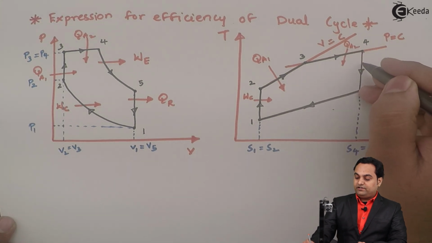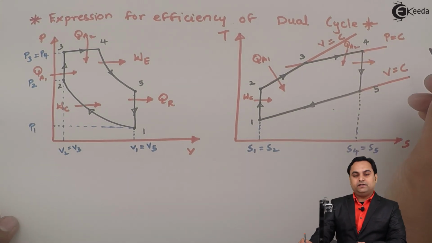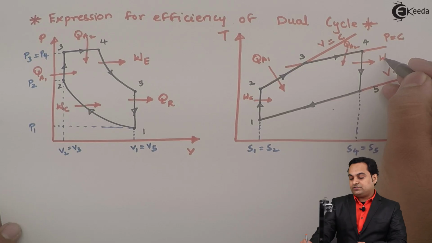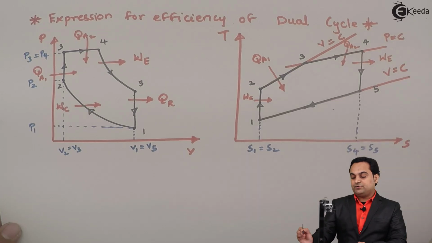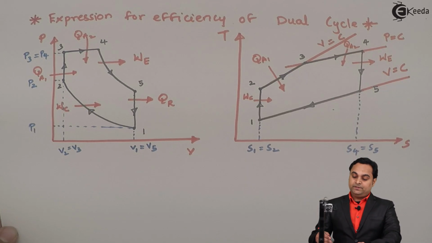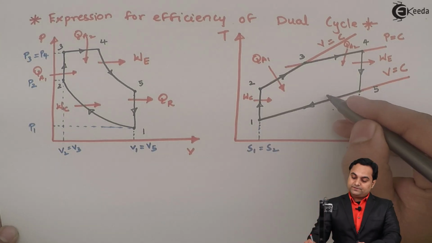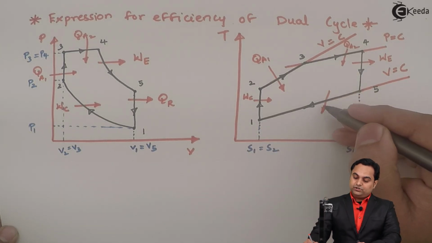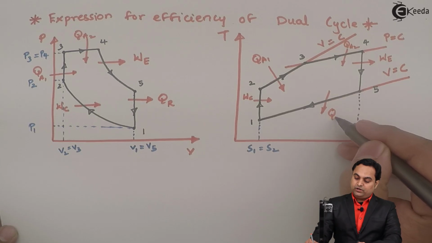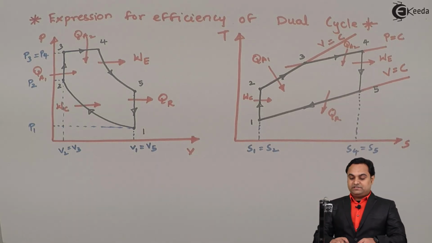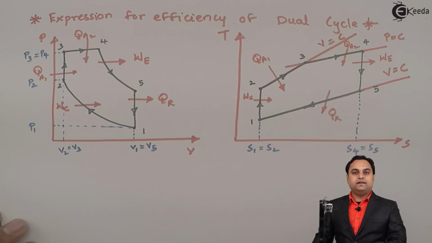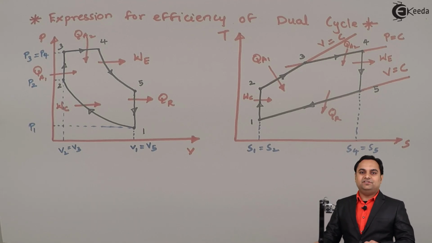4 to 5 is the expansion process, where we get work, W suffix C. Next, 5 to 1 is constant volume heat rejection, so it is QR. Now once I have denoted all the processes on the PV and TS diagram, we can start with the derivation part.